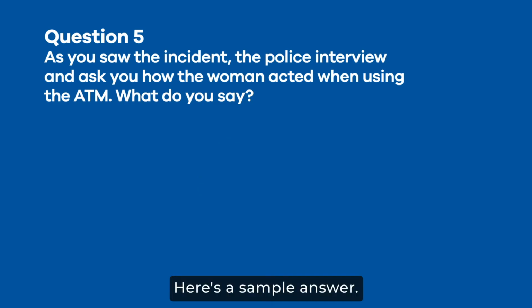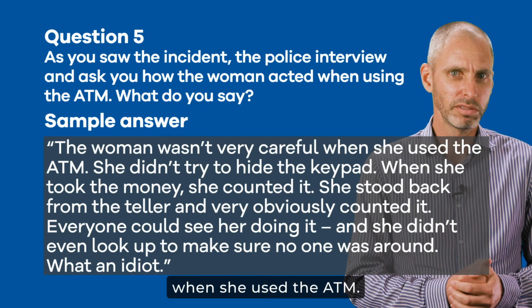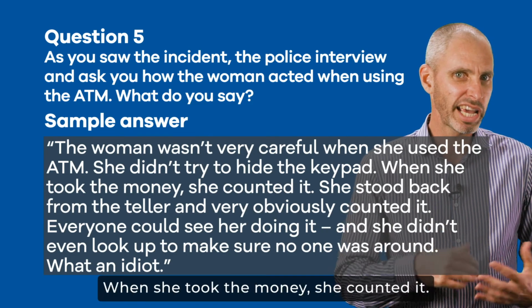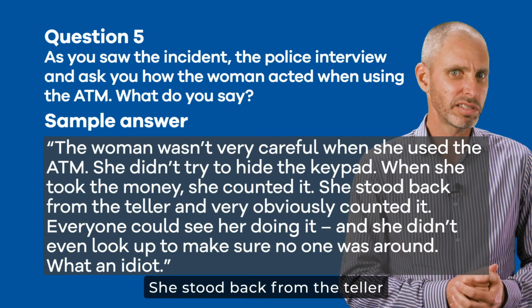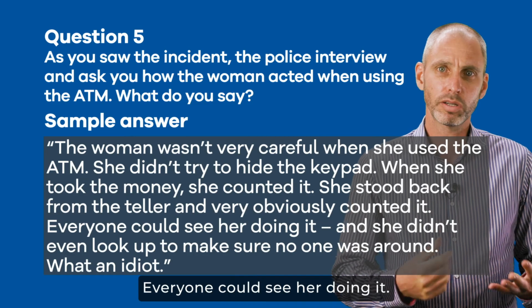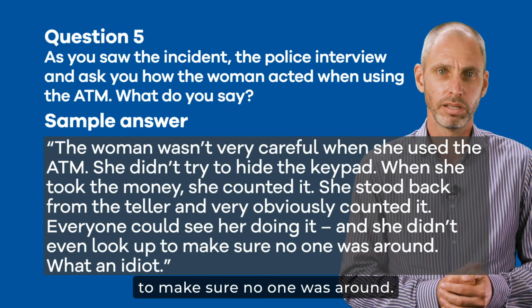Here's the sample answer. The woman wasn't very careful when she used the ATM. She didn't try to hide the keypad. When she took the money, she counted it. She stood back from the teller and very obviously counted it. Everyone could see her doing it. She didn't even look up to make sure no one was around. What an idiot.